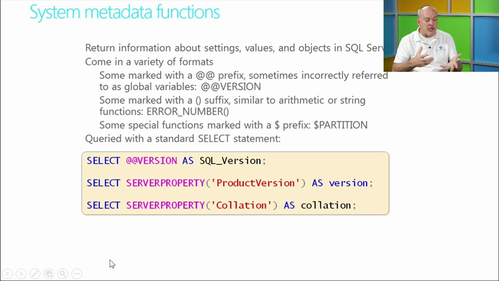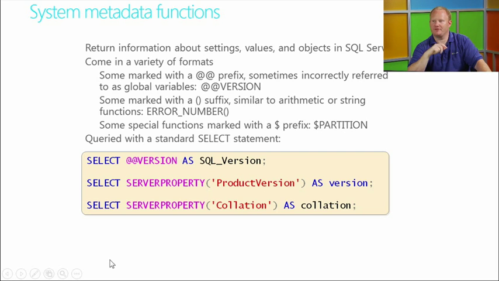So I can use a server property called collation to determine what collation is being utilized for this instance of SQL Server that's installed. We can just mention that these are sometimes called global variables, but they have nothing to do with variables. They're just functions that don't accept parameters, and they're mostly there for backwards compatibility. So typically they're replaced by DATABASEPROPERTYEX, COLUMNPROPERTY, SERVERPROPERTY, and so on.